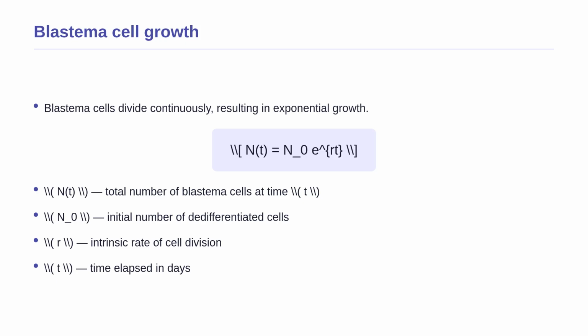In this formula, N(t) represents the total number of blastema cells at a given time t. N0 is the initial number of dedifferentiated cells right after amputation. The constant e is the base of the natural logarithm. The variable r is the intrinsic rate of cell division, and t is the time elapsed in days. If the division rate r increases, the blastema grows much faster. If it decreases due to stress, regeneration slows down significantly.